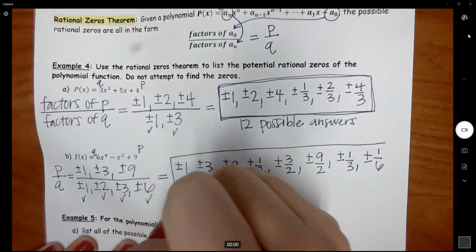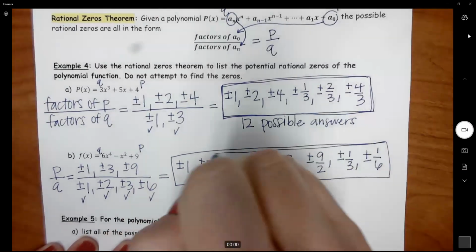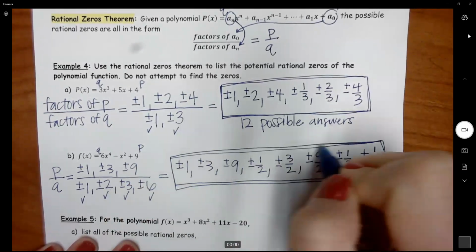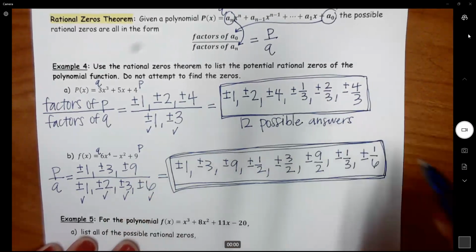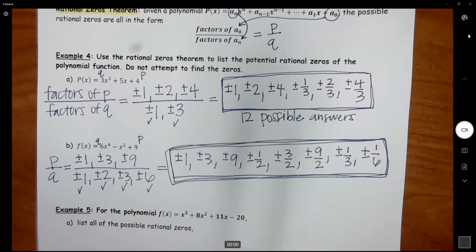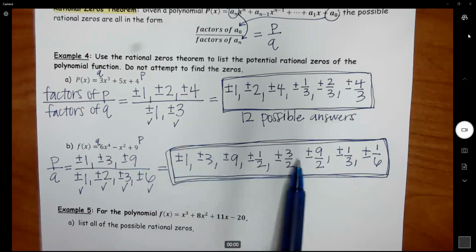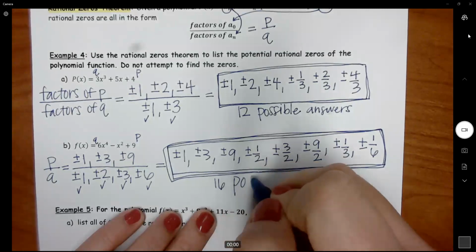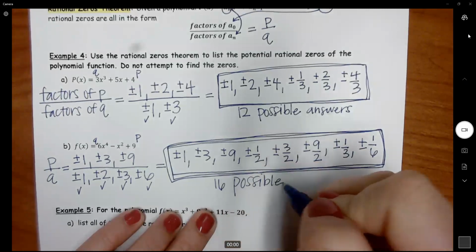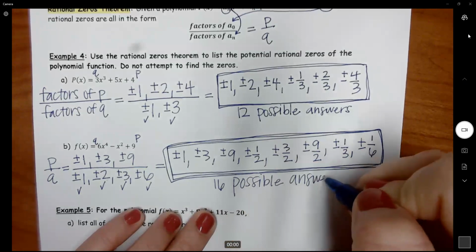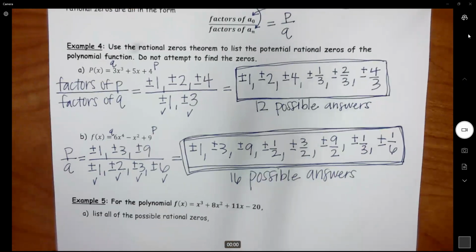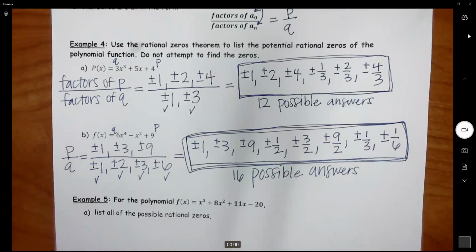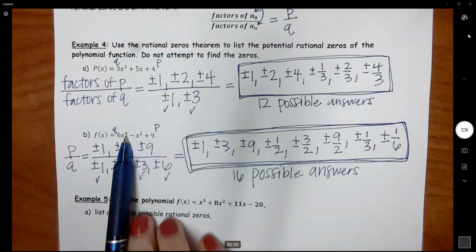So here are my potential rational zeros. So how many possible answers do we have in this one? We've got 2, 4, 6, 8, 10, 12, 14, 16 possible answers. But how many zeros does this function have? It's got 4.